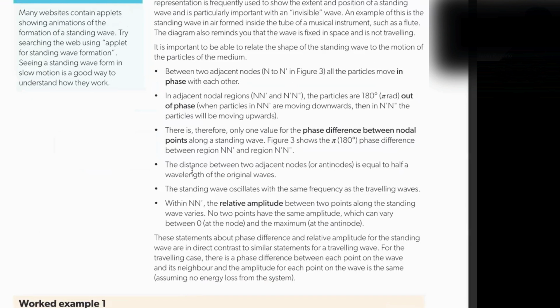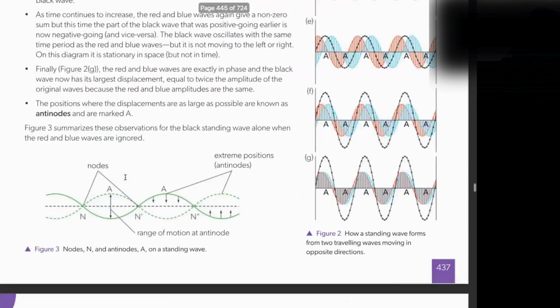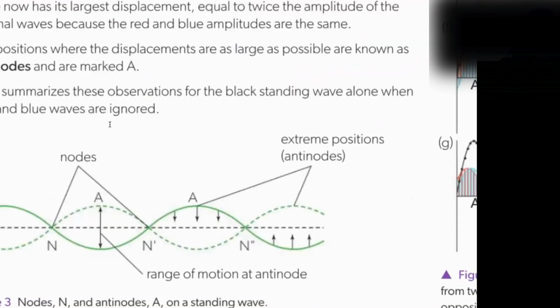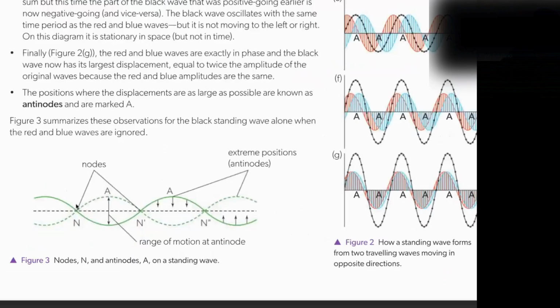We will see how. The distance between two adjacent nodes or antinodes is equal to half of the original wavelength. Let us see how. The distance between two nodes: don't you think this is a single half wavelength? And this is the full wavelength. The distance between two nodes is half the wavelength, and the distance between two antinodes is also half the wavelength.